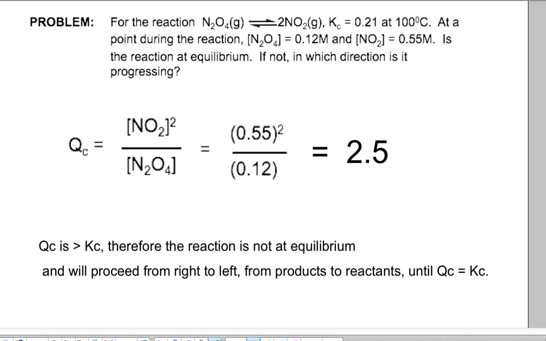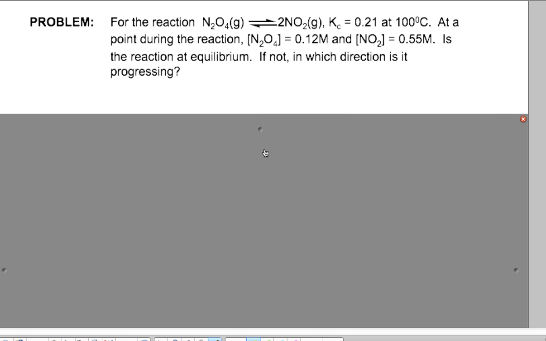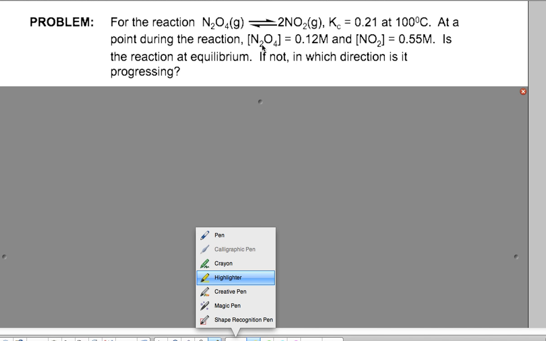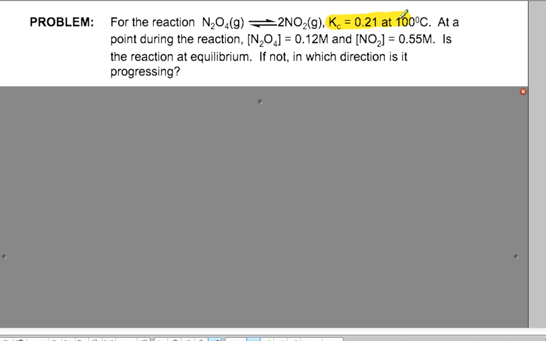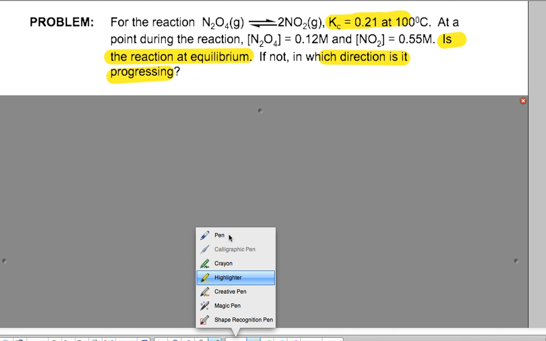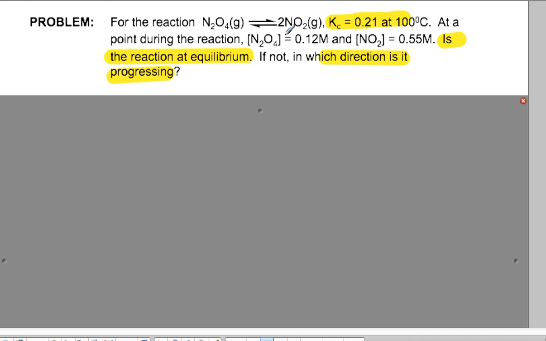So how do we do this? Well, basically, here's what we do. We look at a problem. If you notice, they'll tell me a couple things. They tell me my Kc is 0.21, and they're going to ask me which direction the reaction is going to progress. Is the reaction at equilibrium, or which direction is it going to go? Well, remember I had told you that Q and K are calculated the exact same way. This is like saying my C world is at 0.21.